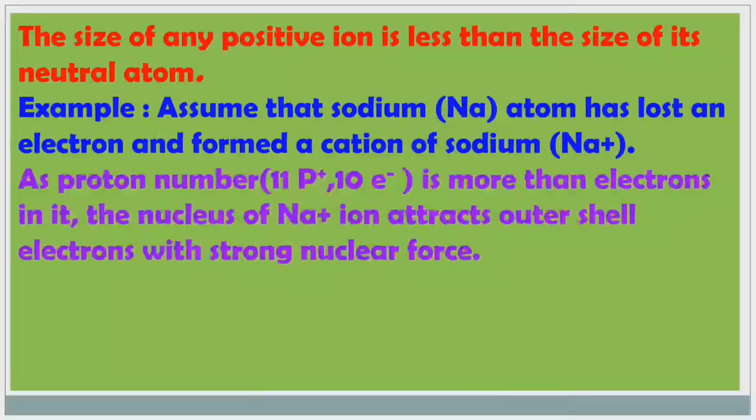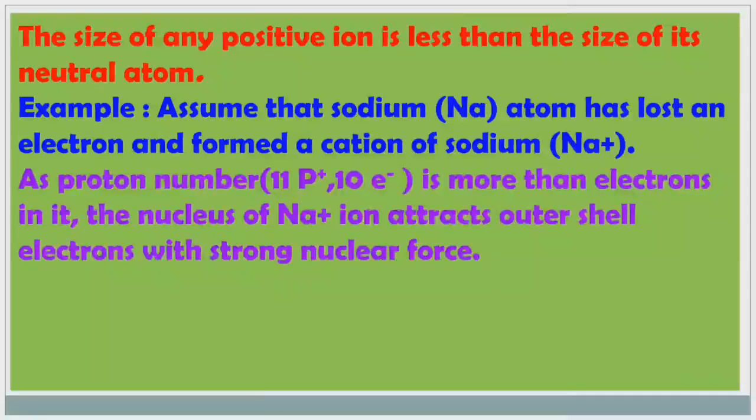As for proton number, sodium contains 11 protons. Sodium plus cation also contains 11 protons. Proton number is the same in sodium and sodium plus. But sodium contains 11 electrons, while Na plus contains 10 electrons. The proton number is more than the electrons. If you observe the Na plus ion, it contains 11 protons and 10 electrons.